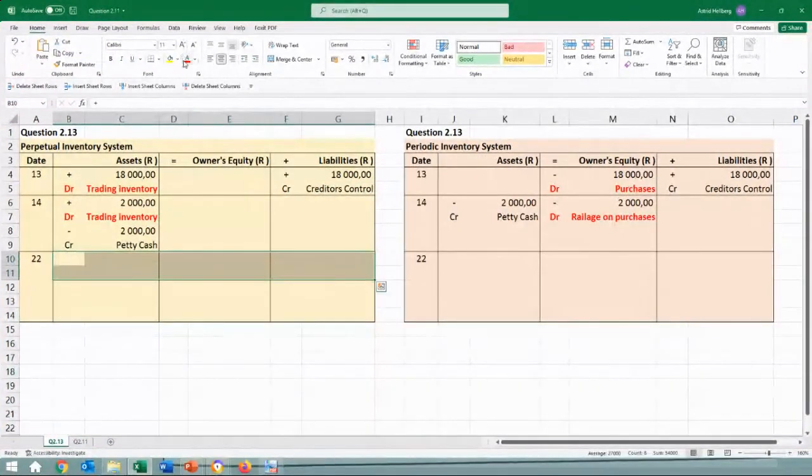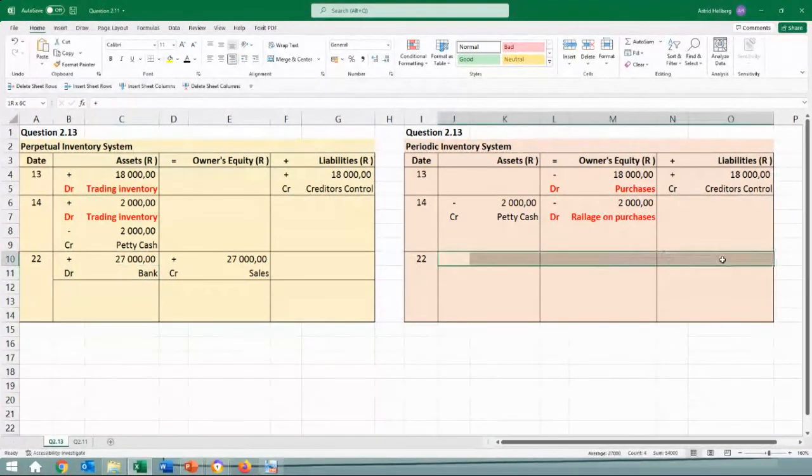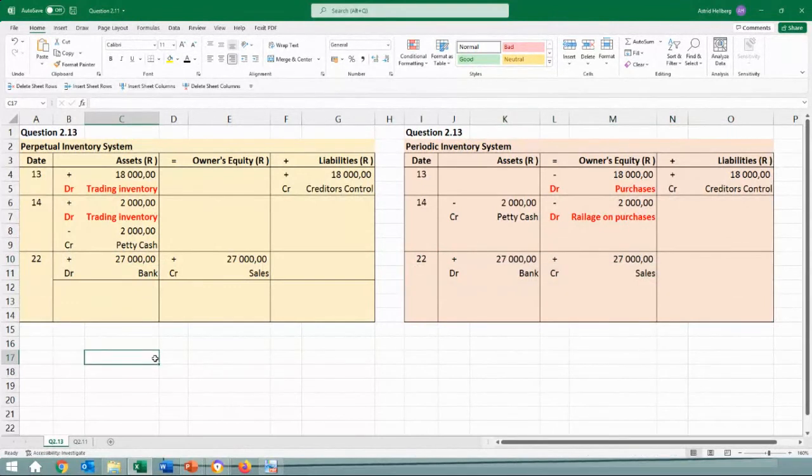Okay, so let's start with perpetual. I said perpetual, we do the sales transaction first. So we debit the bank, the cash that we received in, which is in the asset account, and we credit sales, which increases our owner's equity. Now, if we look at the periodic system, that entry is exactly the same. There is no difference in that entry.